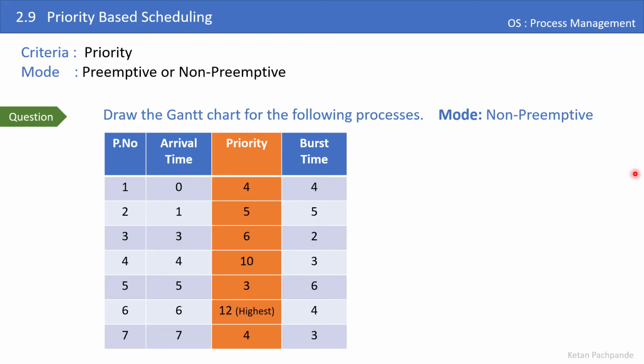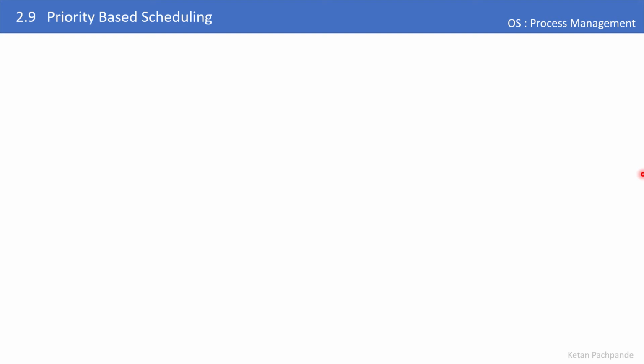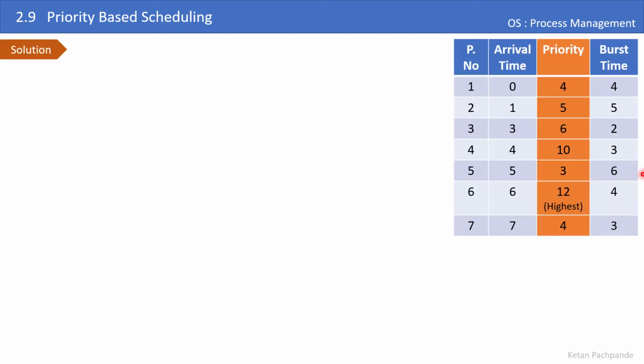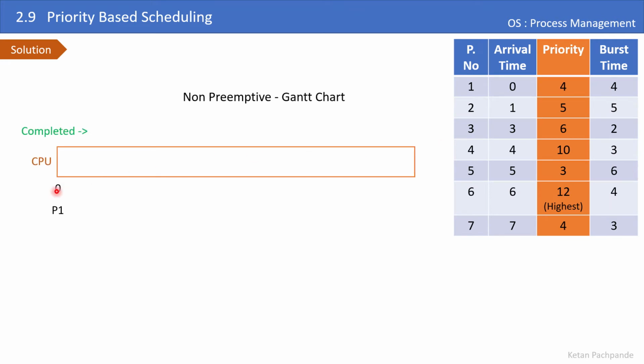Let me solve this question in both the modes, non-preemptive as well as preemptive way. Let's first draw the Gantt chart according to the non-preemptive architecture. So here at time t equal to 0, I have process P1. At this moment I have only one process, so it will be scheduled to CPU. Since this is non-preemptive, at time t equal to 4 it will finish. While it is executing, no other process can preempt P1. Even if some higher priority process arrives between 0 to 4, it cannot halt the execution of P1.